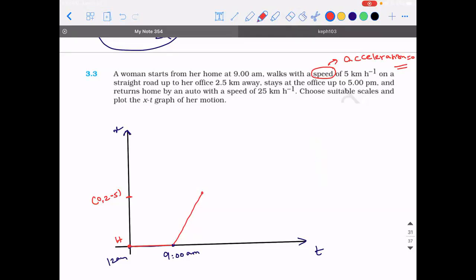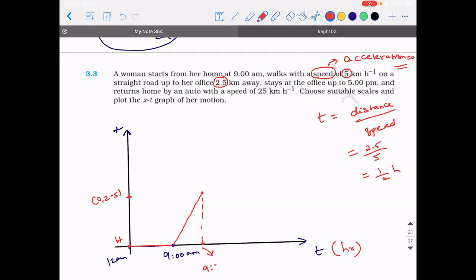And she returns. Then what is happening? Sir, 5 km/h, distance we have to find the time. Yes, that's what we need to find. How much is the time it is going to take? 2.5 by 5. So distance by speed, that is 2.5 by 5. So she took half an hour. So here, if I take time is measured in hour, then at what time did she reach there? 9:30. So she reached at 9:30.